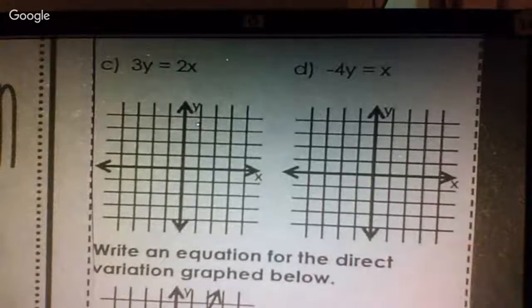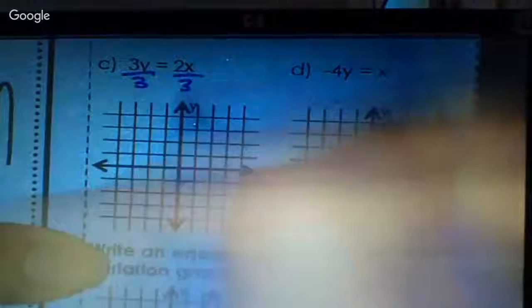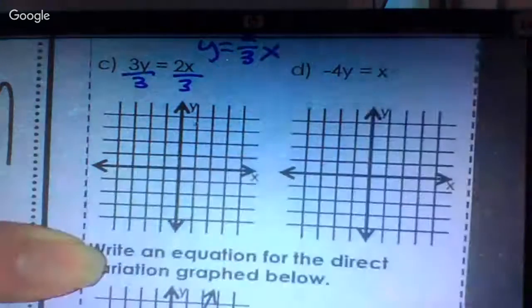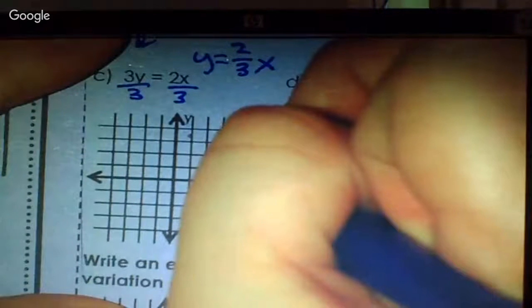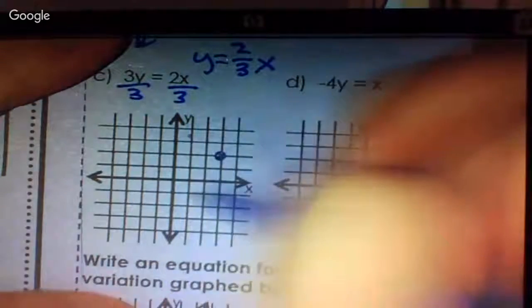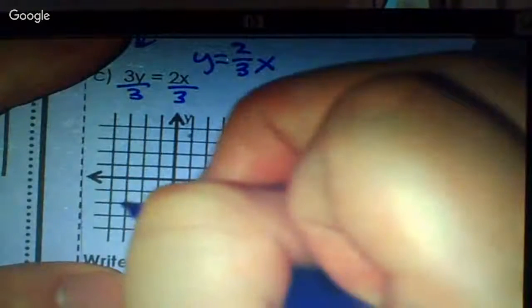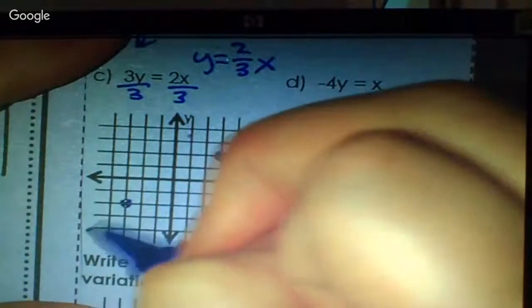Okay. Letter C. This isn't equal to y, so I have to do what first? Divide by 3. So y equals 2/3 x. So that means my slope's going up to the right by 3. Or down and to the left by 3.